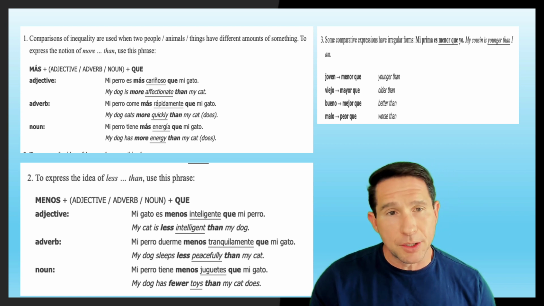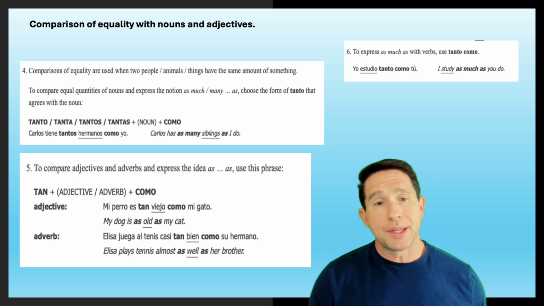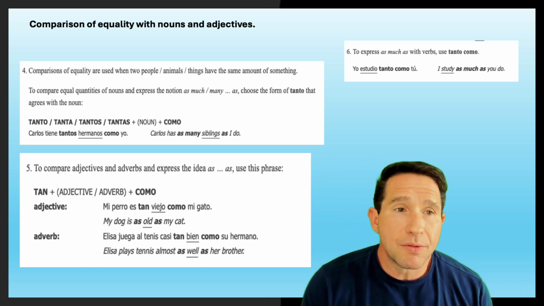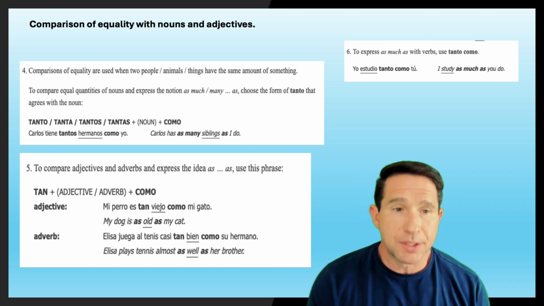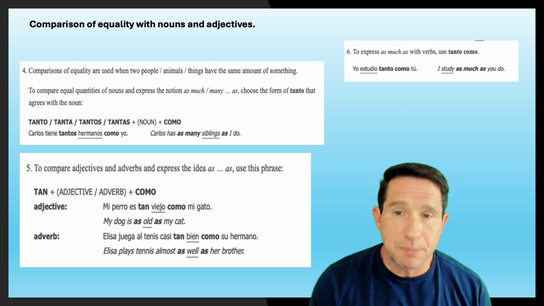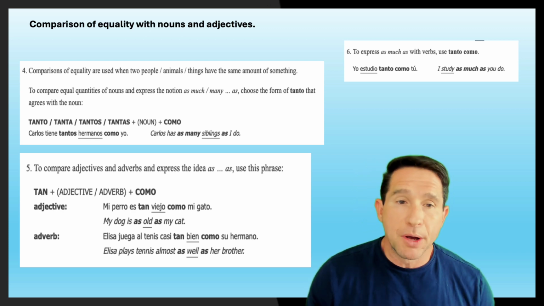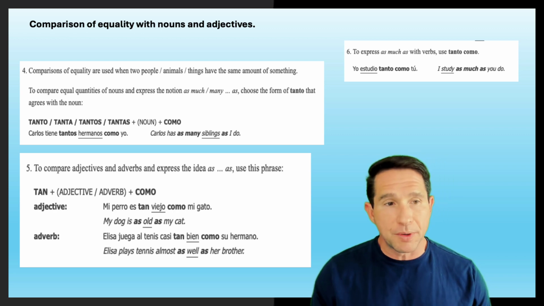This is where it gets a little bit more tricky when we do comparisons of equality with nouns, adjectives, and verbs, right? So comparisons of equality are used when two people, animals, or things have the same amount of something, as much or as many as, right? So let's start with nouns. It's the one that changes the most, right? So I guess that's why they started with this.